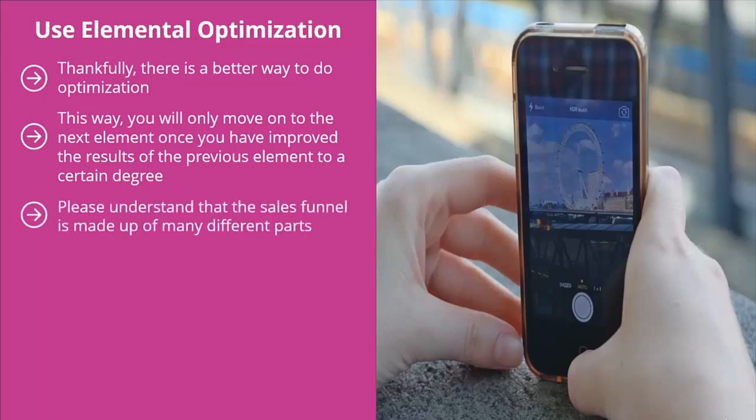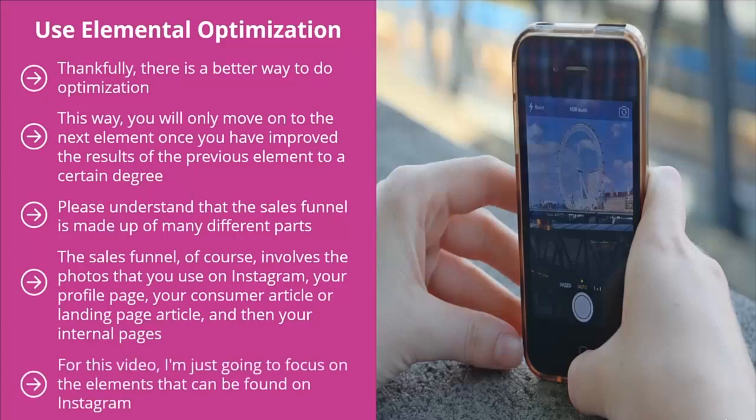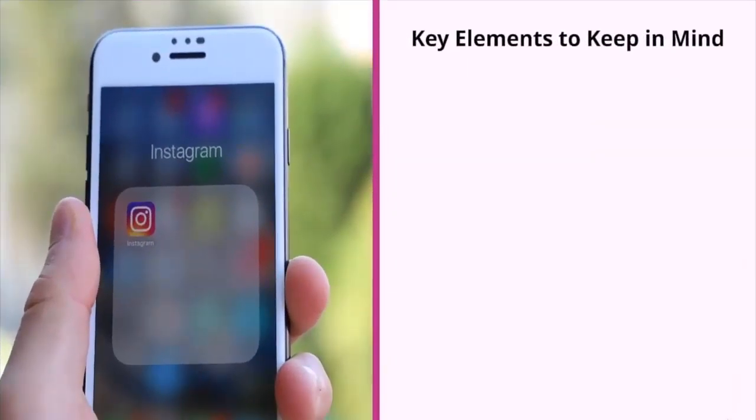Once you're happy with those improvements, then you move on to the next element, and then the next element after that. Please understand that the sales funnel is made up of many different parts. Each of these have different elements, but they can all be broken down into some common elements. The sales funnel, of course, involves the photos that you use on Instagram, your profile page, your consumer article or landing page article, and then your internal pages. Each of these have to be optimized, and each of these have separate elements within them.